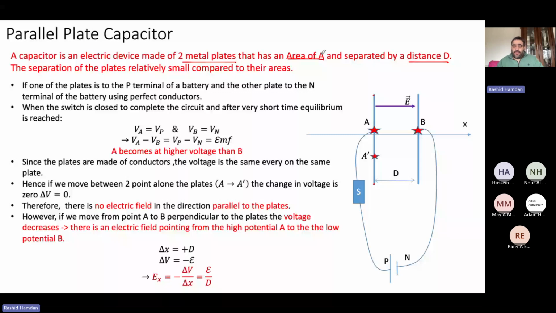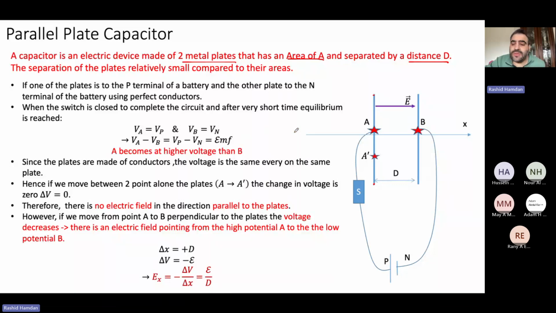It's not confusing. Now, what I'm going to do with my plates, I'm going to take perfect wires and connect them to the two terminals of the battery, to the two poles of the battery. One side is connected to the positive pole, and the other side to the negative pole of the battery. And we have a switch here. So we allow the switch to go on. When we close the switch, we complete the circuit.